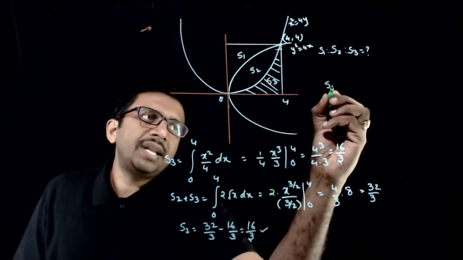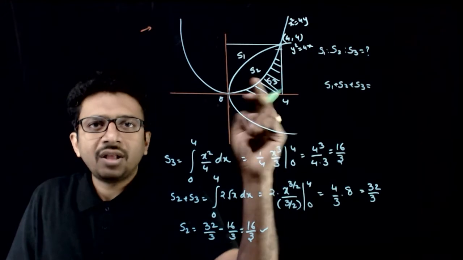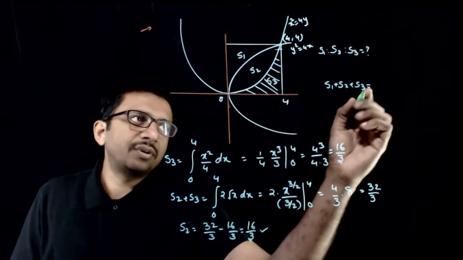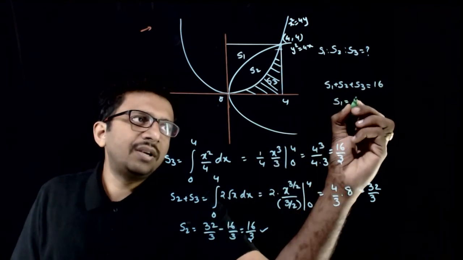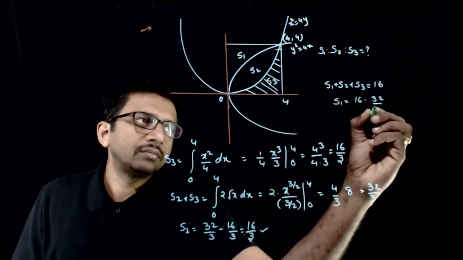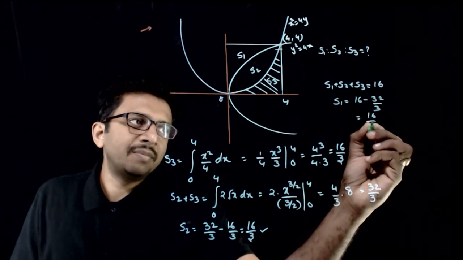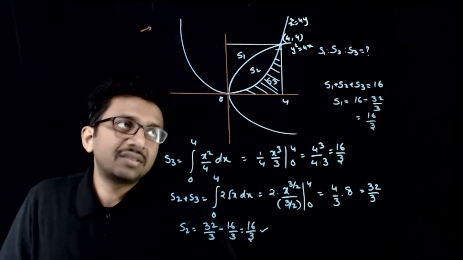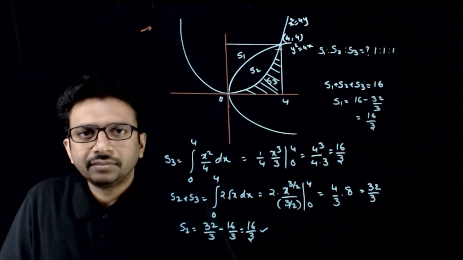Now, if I add all these areas, S1 plus S2 plus S3, we know that it is a square with dimensions 4 and 4. So the total has to be equal to 16. So S1 is equal to 16 minus (S2 plus S3), which is 32 by 3. That is equal to 48 minus 32 by 3, again 16 by 3. So all the three areas are 16 by 3. So the ratio of these areas is 1:1:1. Thank you.